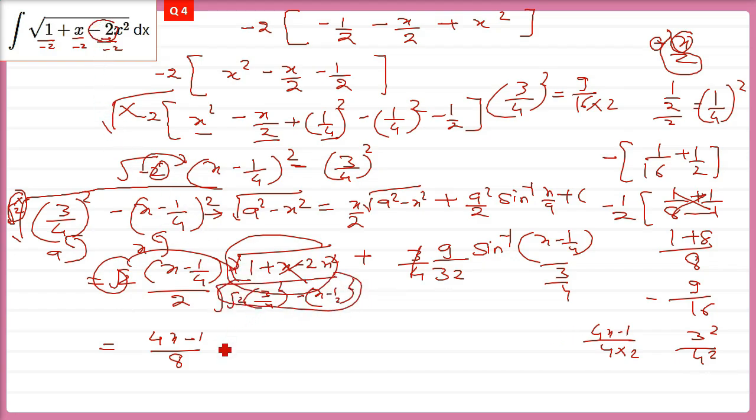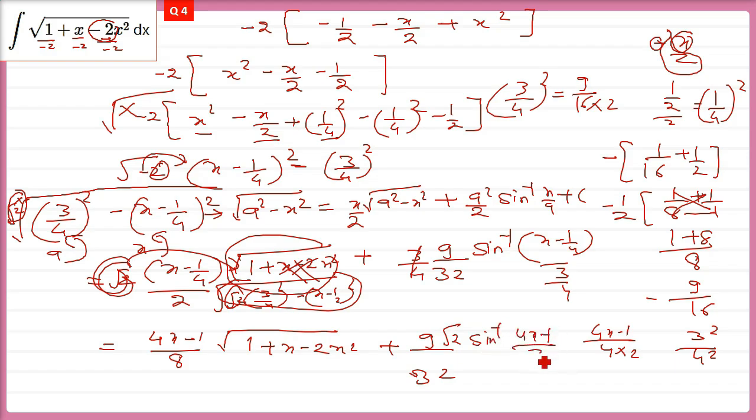So I am writing it as √(1 + x − 2x²), the original thing from where we started. And this will only come when you multiply it by root 2, and root 2 is already outside. So √(1 + x − 2x²) has come. The next will be 9/32, and there is a root 2 also because you need to multiply it with both the terms. So you have (9/32)√2 sin⁻¹((4x − 1)/4 divided by 3/4). So 4 gets cancelled, only 3 will remain, plus a constant of integration.